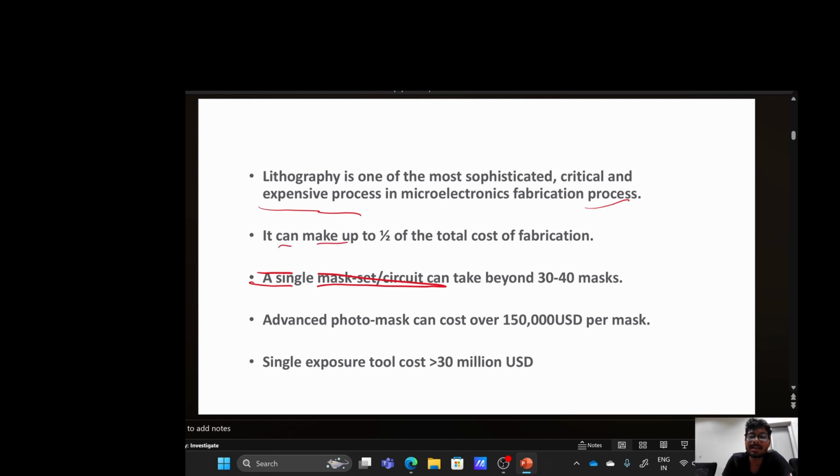It can make up to half of the total cost of the fabrication. Just if your mobile is 20,000, just 10,000 can go to lithography only, not the hardware part. Only lithography can take half of that.